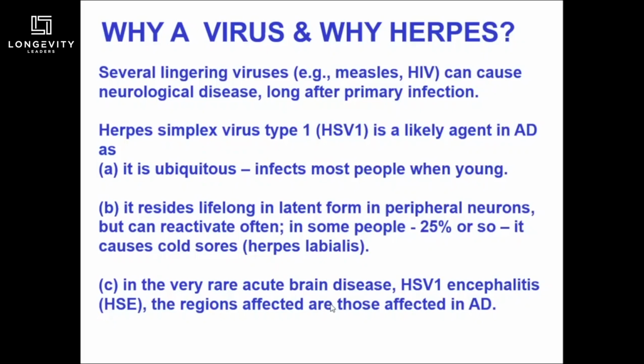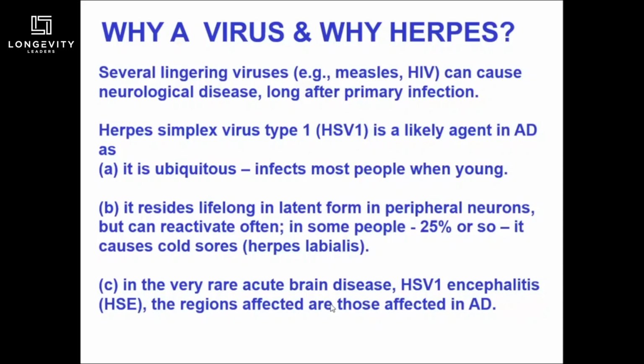So it goes on infecting people, and these days, where socioeconomic conditions are better, as in the more advanced countries, it tends to infect people at an older age. But in the past it was babies who were infected, after being kissed, rather wet kisses carrying saliva from a loving auntie or parent. So it infects most people. Also, it can reside lifelong in latent form in peripheral neurons, but it can reactivate often, and in some people, about 25% or so, it causes cold sores or herpes labialis.